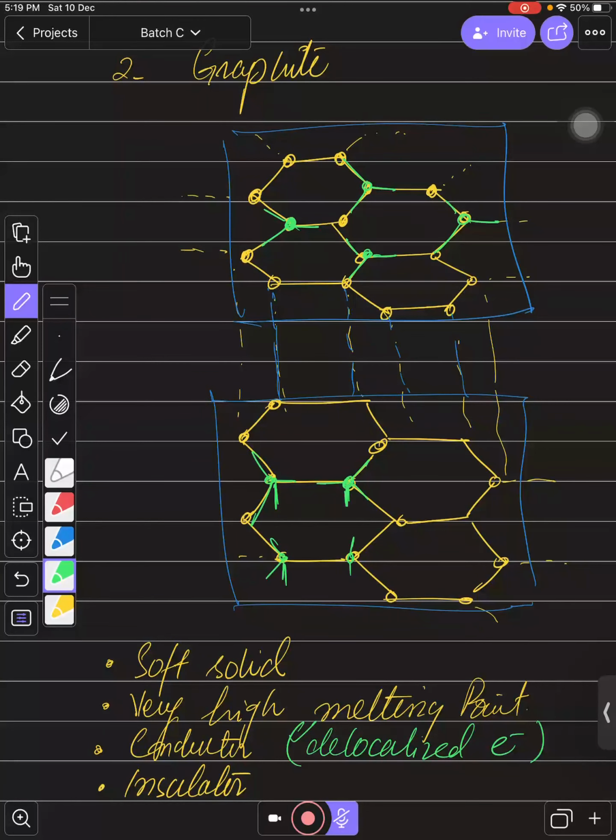Every carbon has one free electron. Every carbon. So a lot of carbons over there and a lot of free electrons over there. So every carbon has 1 free electron over there. So there must be delocalized electrons by which the electricity can conduct, right?